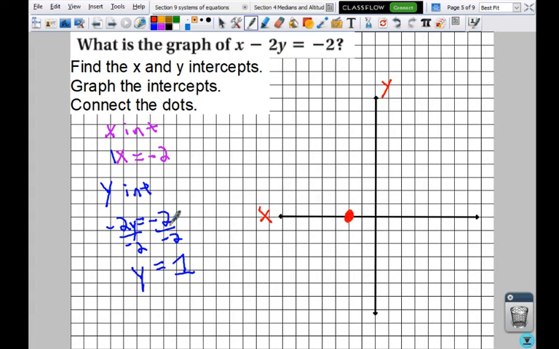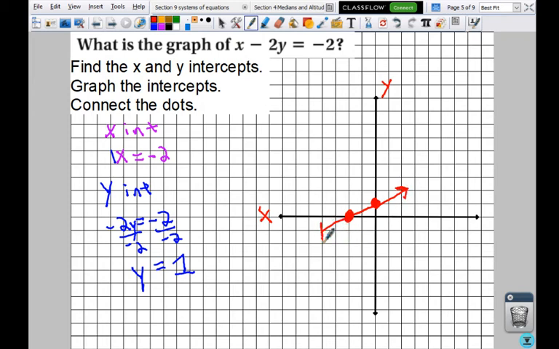Then, I'm going to go to my y-axis and graph my y-intercept. My y-intercept is 1. So I'm going to go up here to 1. I'm going to put a dot. And now I'm just going to connect my dots and make my arrows and stuff.